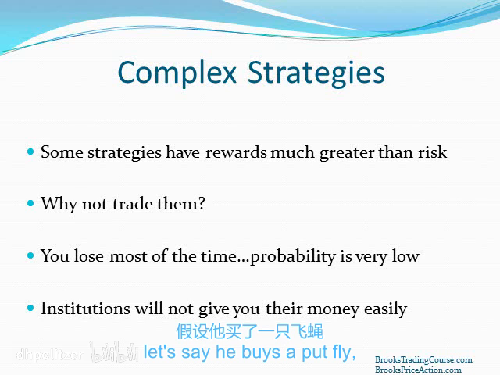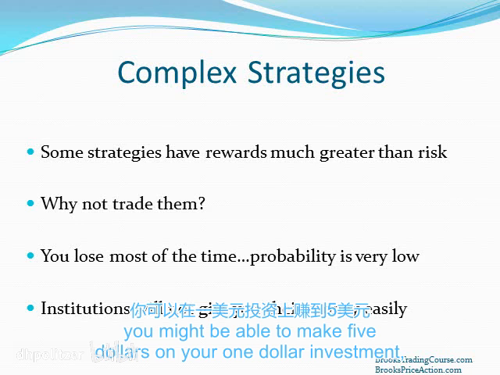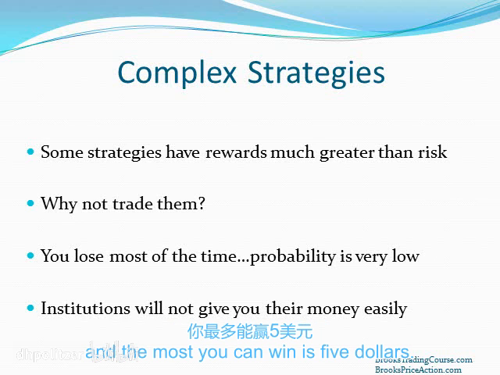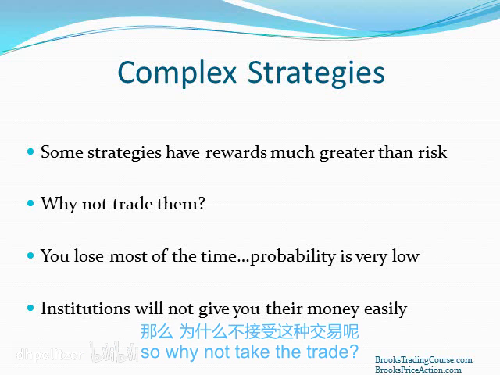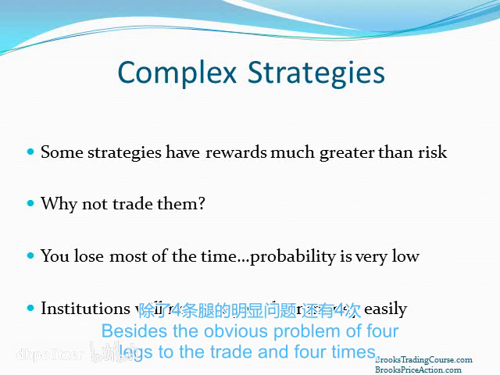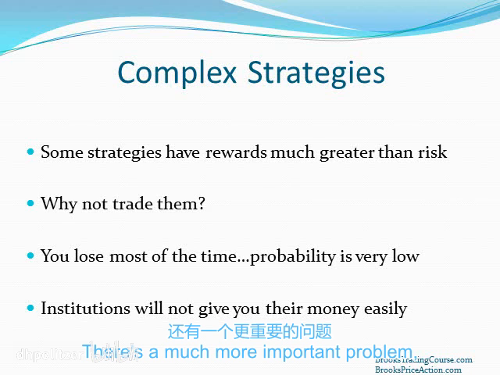So for example, let's say he buys a put fly and he pays $1 for it. He'll argue that, hey, you might be able to make $5 on your $1 investment. The most you can lose is $1, and the most you can win is $5. So why not take the trade? In fact, why not take all kinds of butterfly trades? Besides the obvious problem of 4 legs to the trade and 4 times the commissions and 4 times the spread, there's a much more important problem.